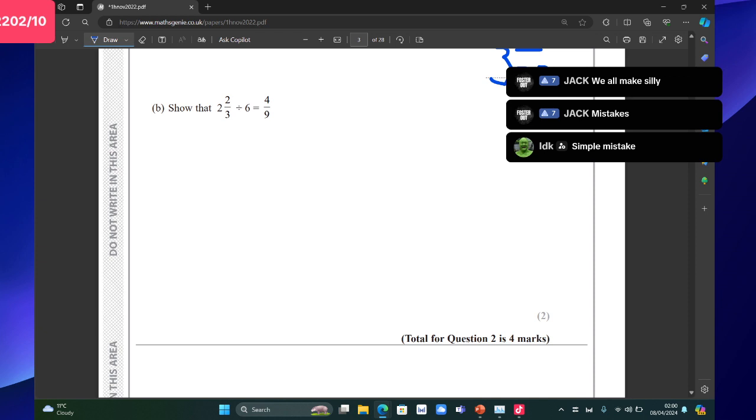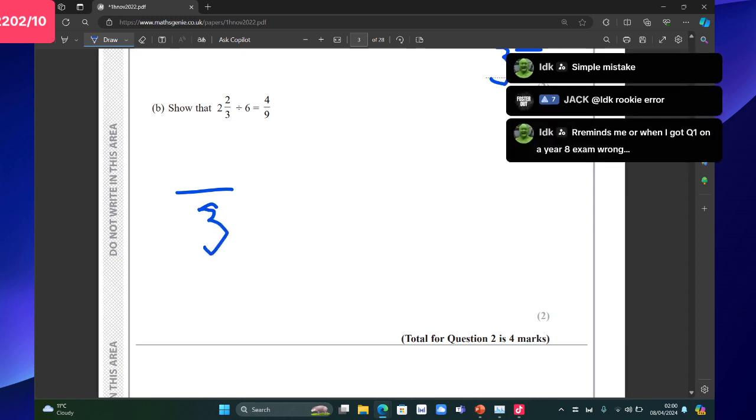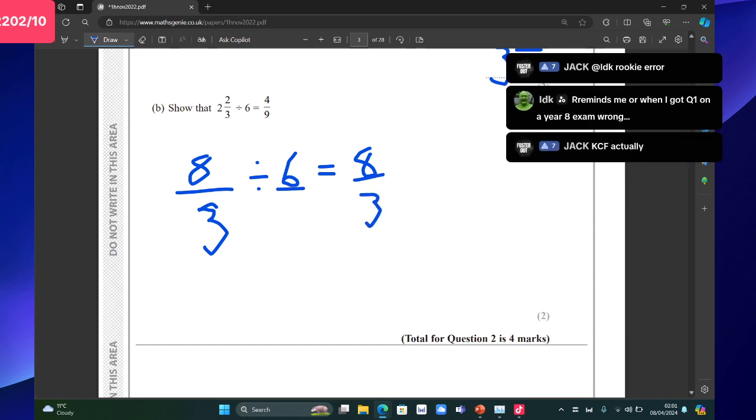The next question, dividing fractions. So make this an improper fraction, so that's going to be 8/3. 8/3 divided by 6. So dividing fractions, we do the KFC method: keep, flip, change. Keep the first fraction, flip the second. Think of it as 6/1. Flip that and it goes to 1/6.